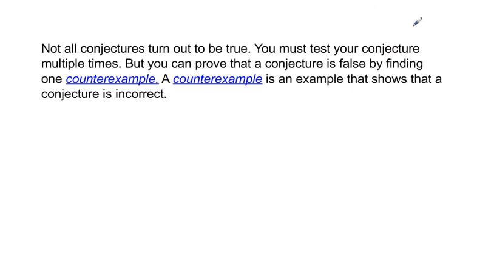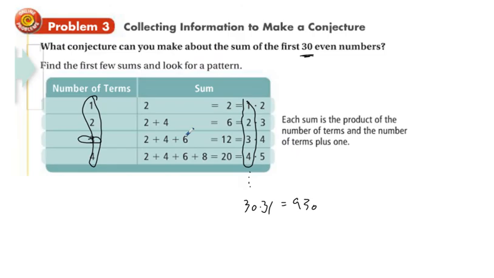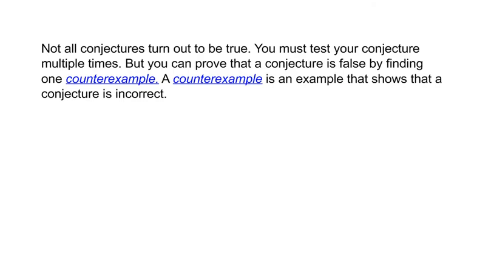Let's try to understand what we need to do when we're talking about conjectures. Conjectures are not necessarily true. Conjectures may be true. In other words, in this case, it might be true that the 30th term is going to give me a sum of 930 when I add all the even numbers from 2 to 30, but it might not necessarily be true. It might break after the 25th. It might break after the 200th term. Who knows? So not all conjectures turn out to be true, and you must test your conjecture multiple times.